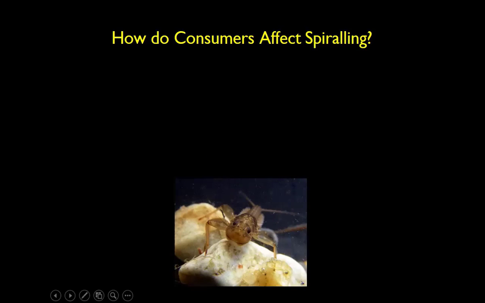So imagine that we have a whole lot of these little grazing mayflies on the stream. How are they going to affect nutrient spiraling? How are they going to play a role? Any thoughts?